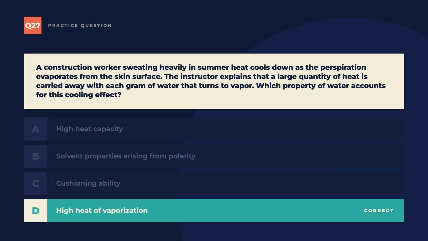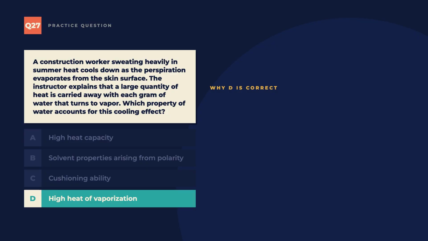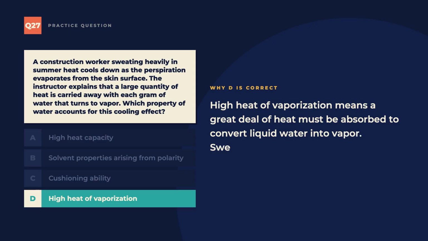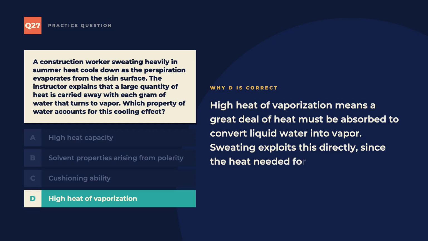The correct answer is D, high heat of vaporization. D is correct because high heat of vaporization means a great deal of heat must be absorbed to convert liquid water into vapor. Sweating exploits this directly since the heat needed for evaporation is drawn from the body surface.